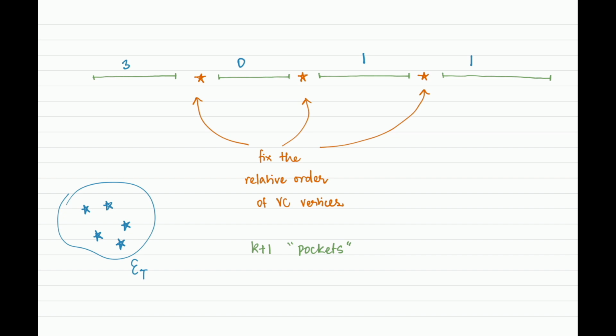So now the point is that what you're not telling me is which 3 vertices from E sub T are going into that first pocket. In your layout, it could be any 3 vertices, and without knowing anything more, I might not exactly match your layout on which 3 vertices I select.